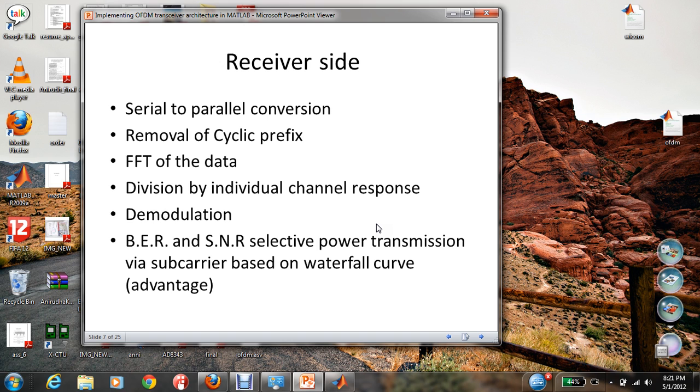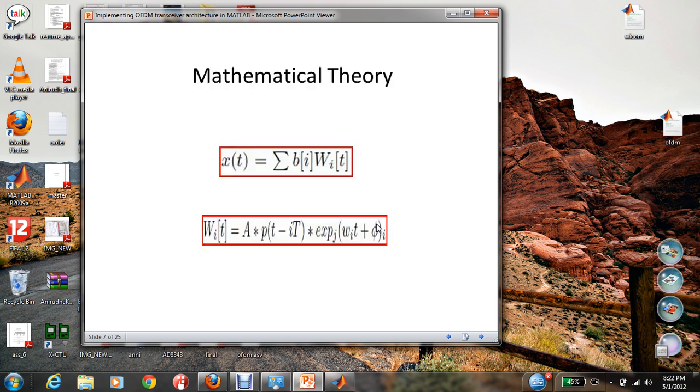So based on the provided bit error rate and the signal to noise ratio obtained from the waterfall curve, that is the required condition for the transceiver architecture, we will have to obtain that. If it is a poor subcarrier channel, we may choose to reduce the transmission power of that particular subcarrier, or we may choose not to transmit over that subcarrier to begin with. Then we do the demodulation of the data to obtain the final data. Mathematically, this is what the OFDM concept looks like in mathematical terms.